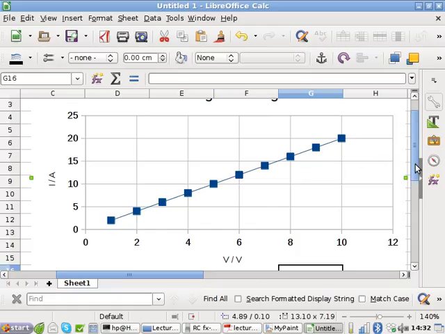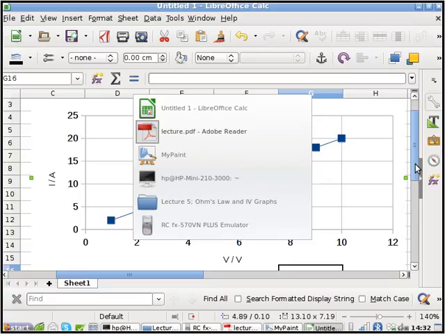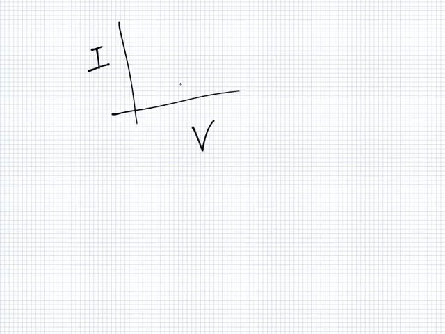Okay. Do you have this? Yeah? Now, let's have a look at what the slope represents. Isn't R equals V over I? This is I, this is V. The slope is I over V.